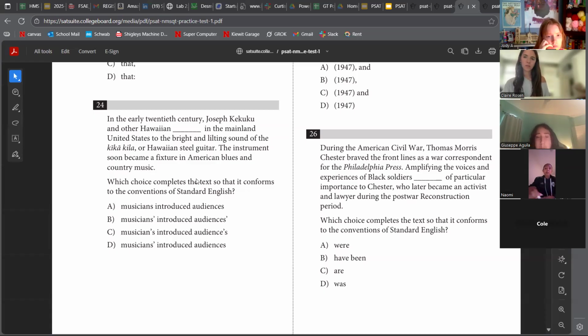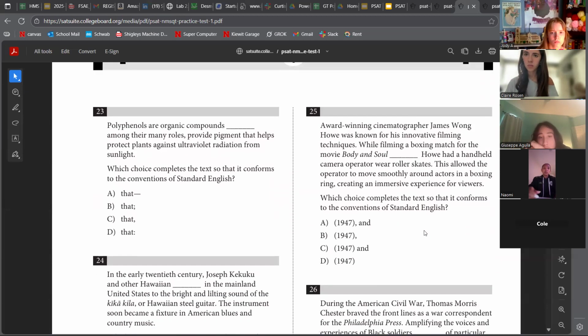Naomi, what do you think for this one? Is it A? Yeah, perfect. So here we're just testing that apostrophe. There's no really possessive part here. It's just multiple musicians and multiple audiences. Oh, yep. Okay. 25.